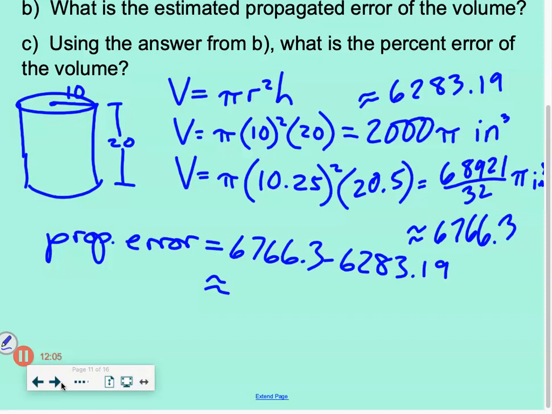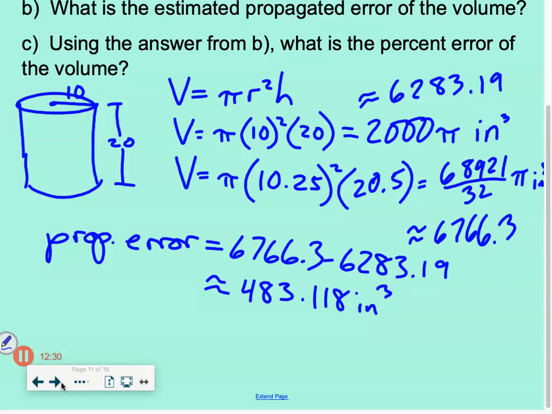So I get around 483.118 cubic inches. Yes. That is the maximum possible error based on this input. That's the exact. Now we're going to do the same thing with differentials.